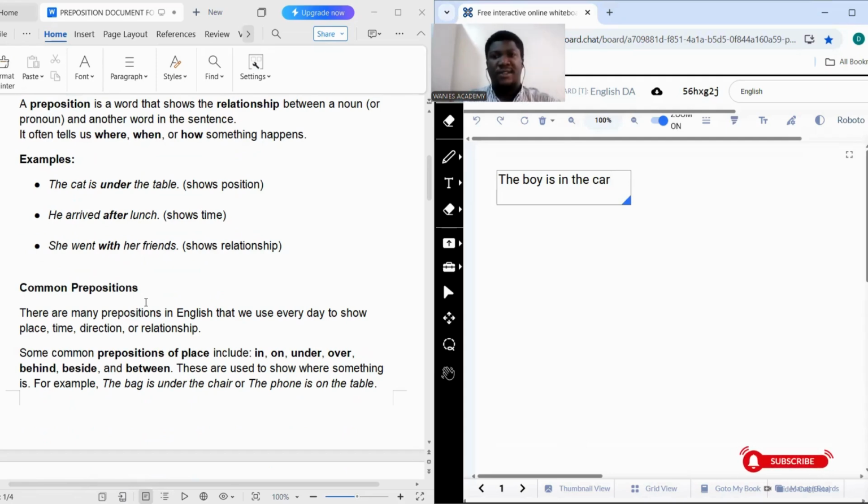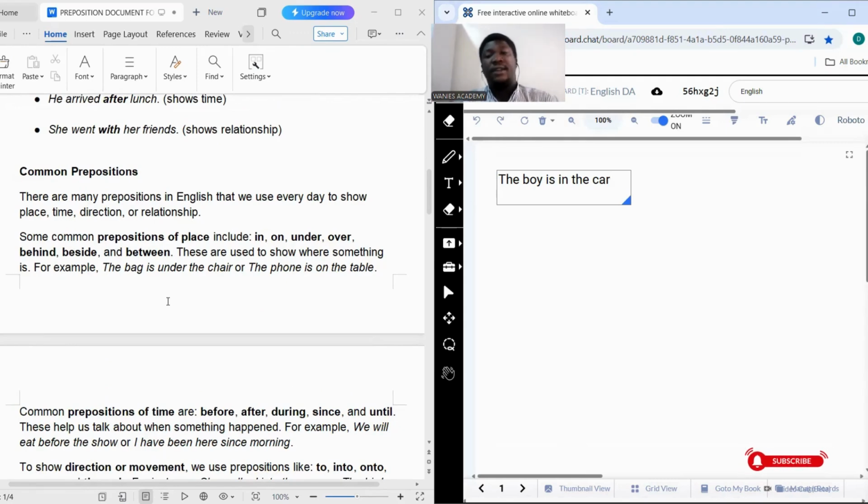Now let's jump into the different types of prepositions we have. Now, there are many prepositions in English that we use every day to show place, time, direction, or relationship. Some common prepositions of place include in, on, under, over, behind, beside, between, and so on and so forth. These are used to show where something is. So these prepositions help us tell exactly where the noun or pronoun is in that particular sentence, where they are physically located, to give us more information on that sentence.